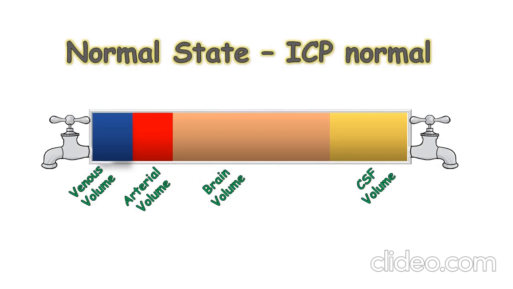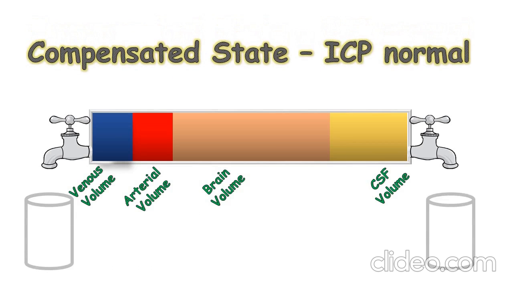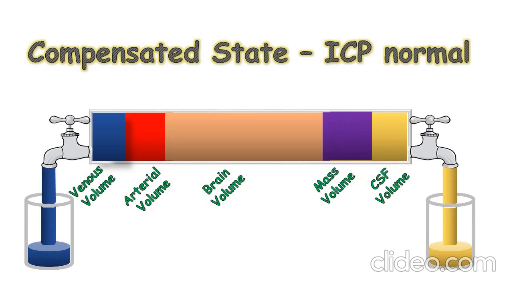This is the normal state of the cranial compartment. The intracranial pressure is normal. Here you can see there is a space-occupying mass. The mass is taking some of the volume of the cranial compartment, so the pressure rises. To compensate for the raised intracranial pressure, CSF volume and blood volume are decreased.